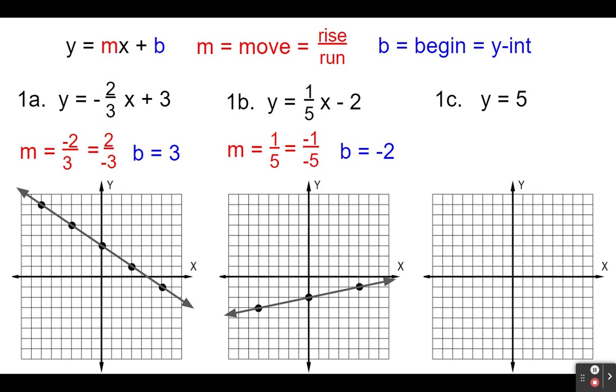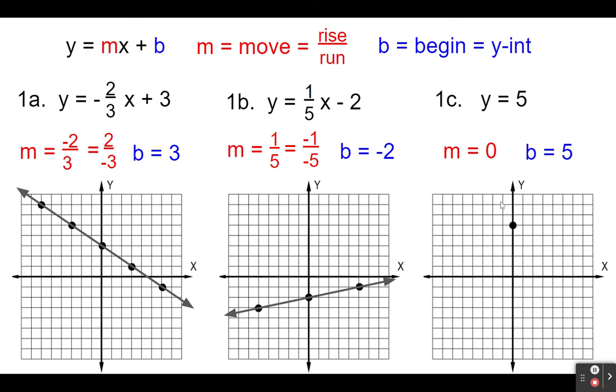And our last one here, it's y equals 5. So it's not actually in slope-intercept form. Our y-intercept is 5, but our slope would be 0. You could rewrite this as y equals 0x plus 5. So our y-intercept does begin at 5.